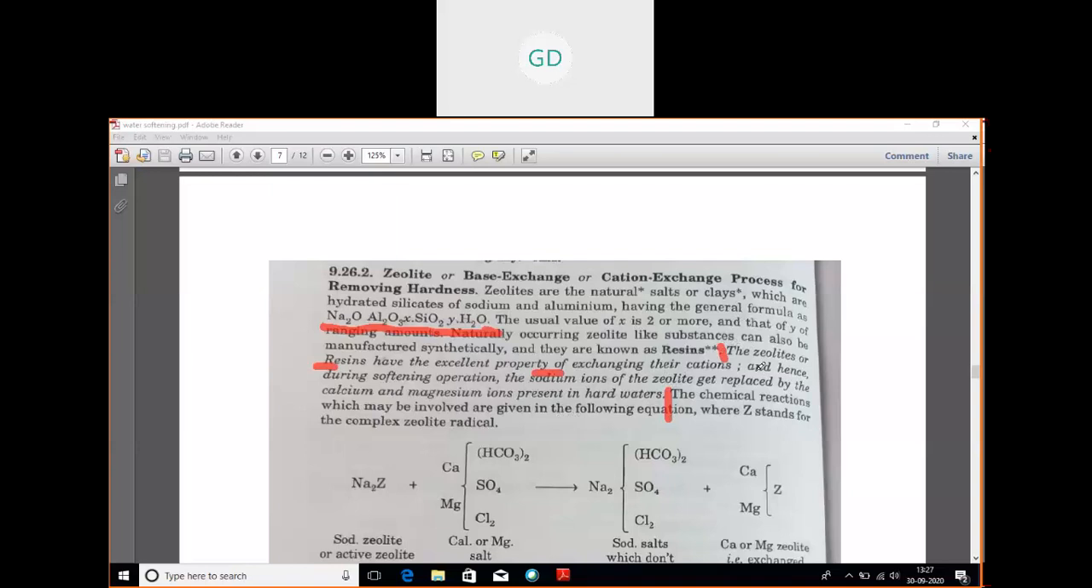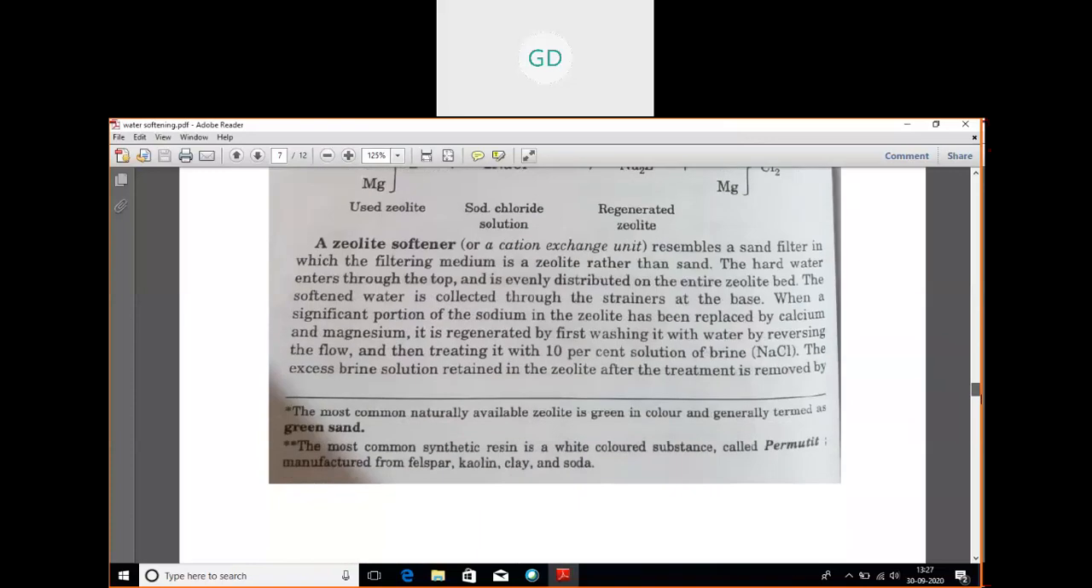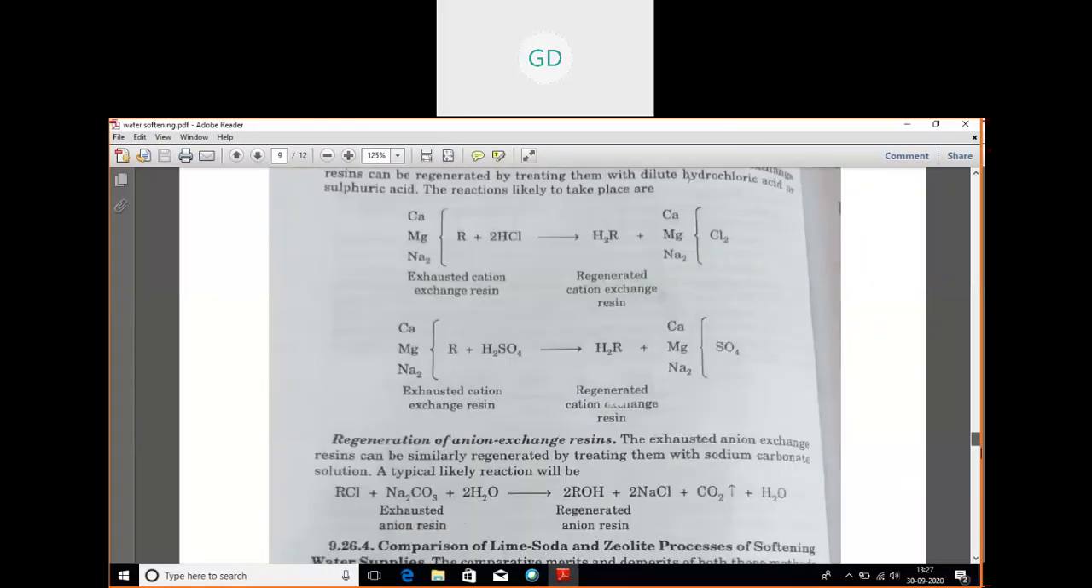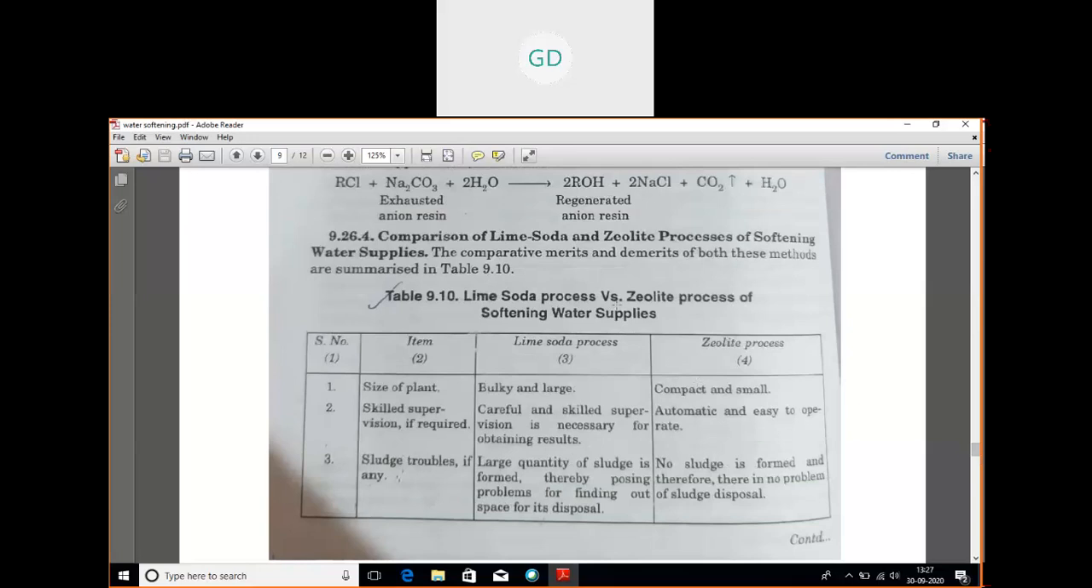If somebody asks you what does a zeolite do, then you can say this line: the zeolite has an excellent property of exchanging the cations, and the sodium ions of the zeolite get replaced with the calcium and magnesium ions present in water. Like this, with these processes, you can remove the permanent hardness of water. Also there is a difference between the lime soda process and the zeolite process of softening water supplies.